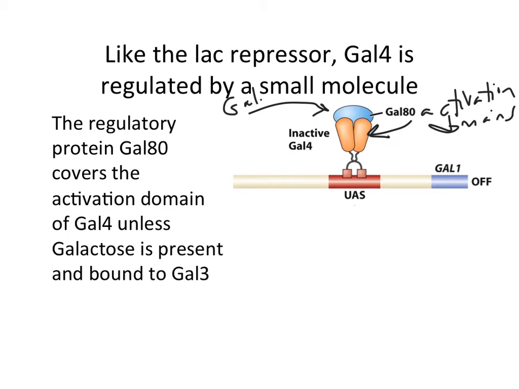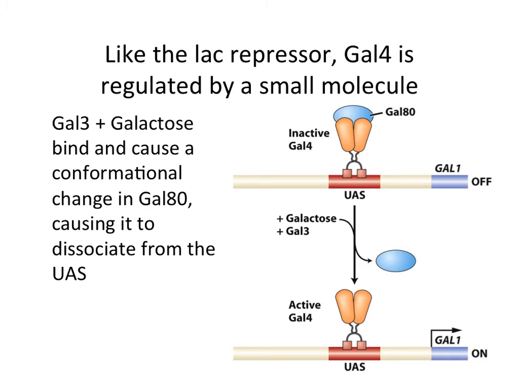It would let go of Gal4. So galactose you're proposing would be a small molecule that causes Gal80 to change shape. It dissociates from Gal4, transcription ensues. It turns out that's very close to what happens, but this is more Rube Goldberg than that. It's a little bit more complicated.